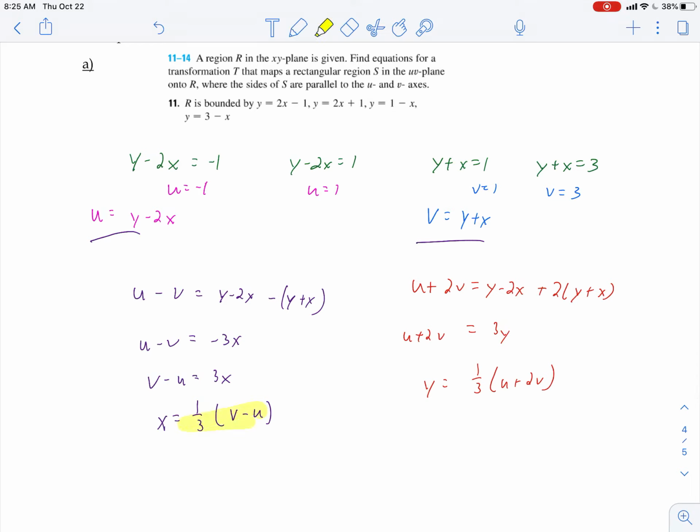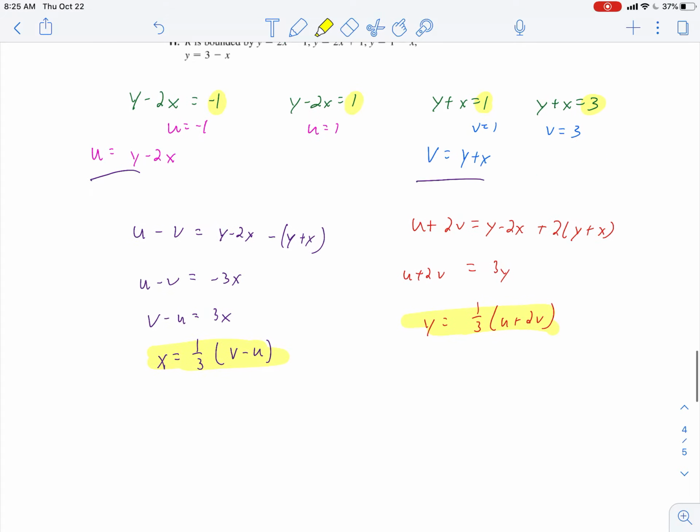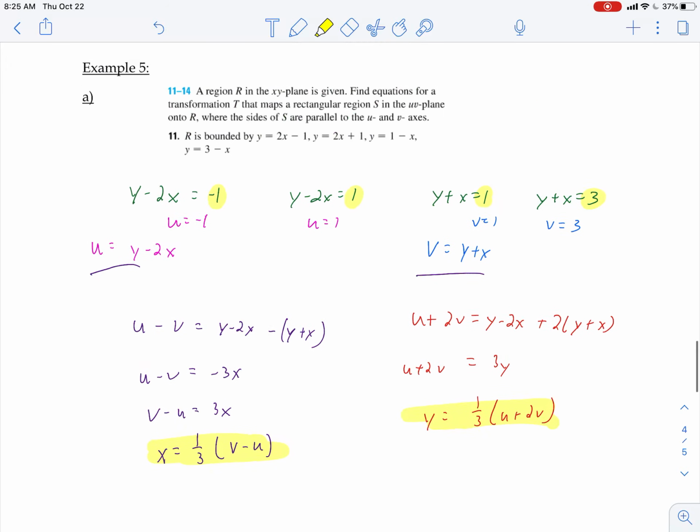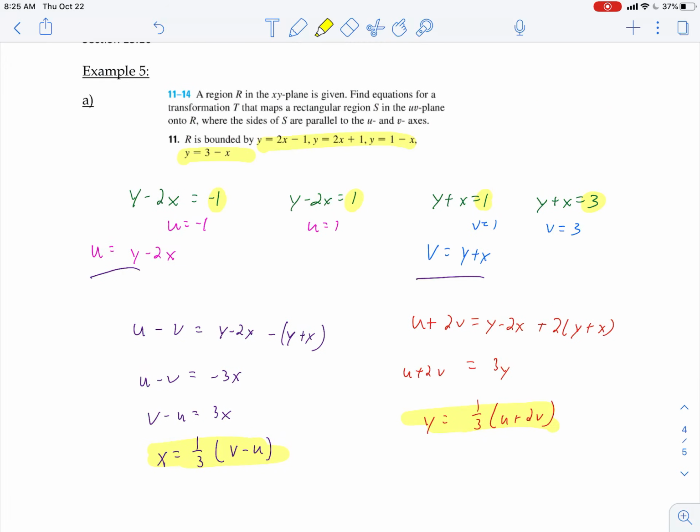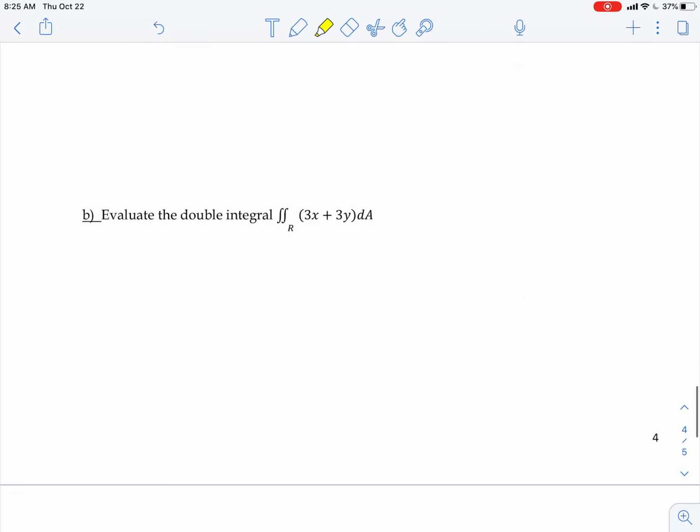We found our x's, we found our y's in terms of u and v, and then we also found our u and v in terms of y and x. And again, I'm not going to give you any that's going to be overly difficult, but anytime you want to find, okay, what should u and v be? Always find them to where when you plug in u and v, you're going to get those constants for your region. All right, and so it's going to change what originally was a parallelogram. It's going to turn it into just a rectangle.